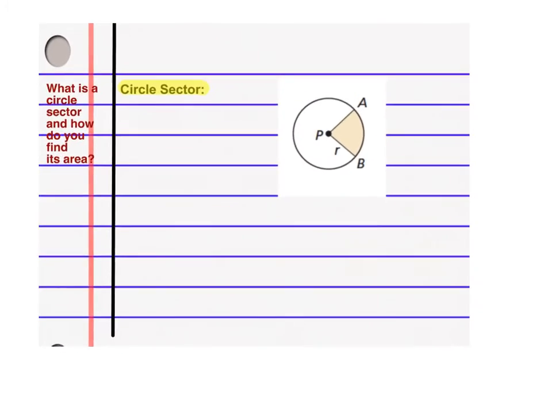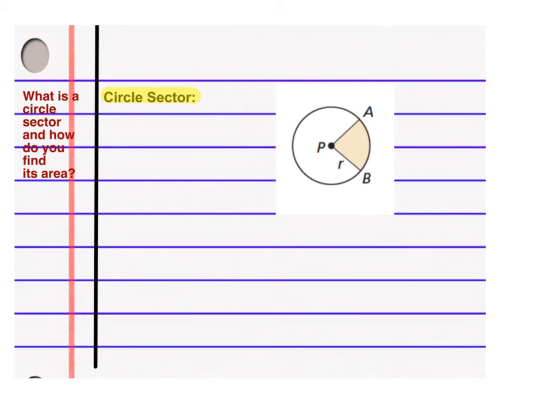All right, next, a circle sector. Sometimes people call them wedges. You can think about a piece of pie, a piece of circle, cheese, something like that. Officially, we call it a circle sector. So what is a circle sector? It is a fraction of a circle.